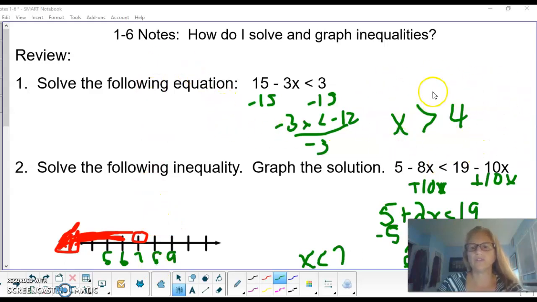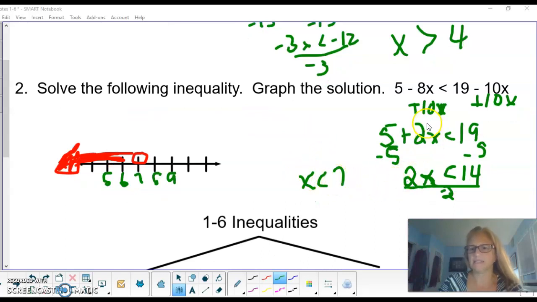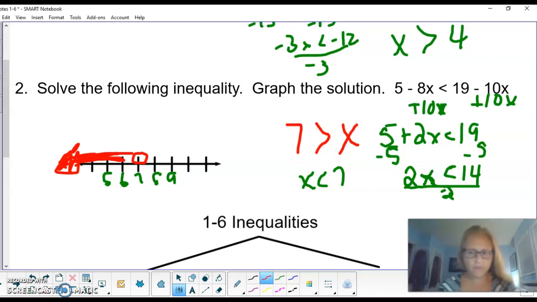So for this one, you should have gotten x is greater than 4. Here we go. We had to divide by a -3, and a negative over negative is positive, and you had to flip the sign. Number 2, I got x is less than 7. Now, I added a positive 10 and brought the x's on the left and took the numbers on the right. You could have solved it a different way, and you should have gotten then 7 is greater than x. Both of these are correct.